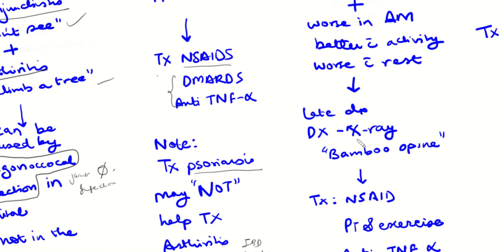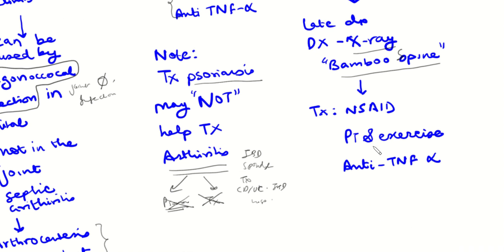If they're not diagnosed and managed early, later on their back may be x-rayed, and they may have something called a bamboo spine appearance, which is characteristic or pathognomonic for ankylosing spondylitis. How do you treat it? You manage the inflammation. Remember NSAIDs, that's it. PT and exercise, and anti-TNF alpha for people that don't do well on NSAIDs. And again, sending them over to rheumatology. Okay.